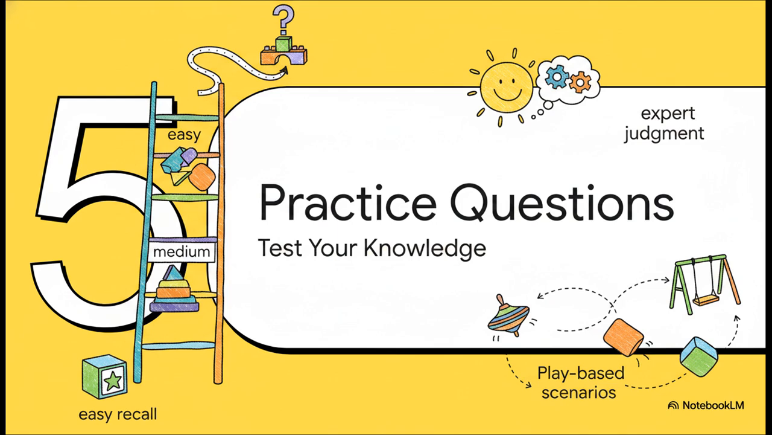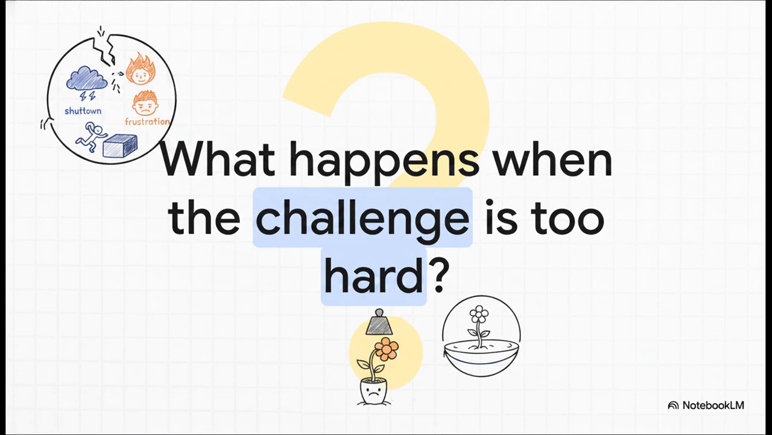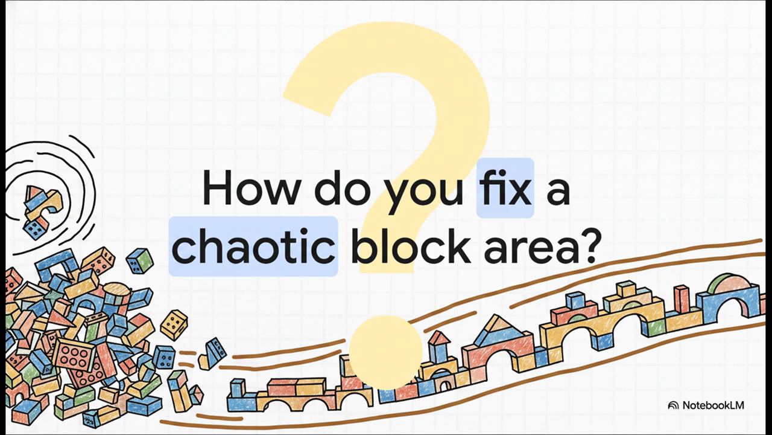Finally, section 5, let's do some practice questions to test your knowledge. Let's put your new expert judgment to the test with an easy recall question based on those 3 pressures we discussed. What happens to a child's learning loop when the challenge becomes way too hard? Think back to our sweet spot. If the challenge is too hard, the child doesn't adapt, right? Instead, they experience shutdown, frustration, and avoidance. The loop just snaps.